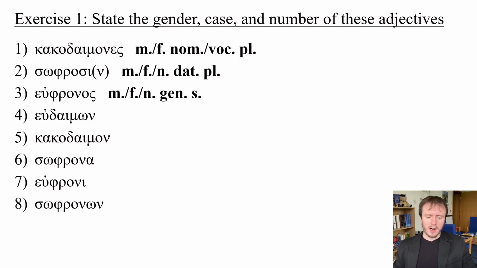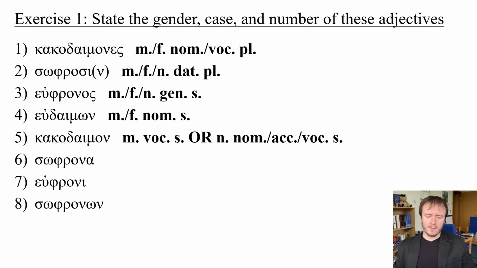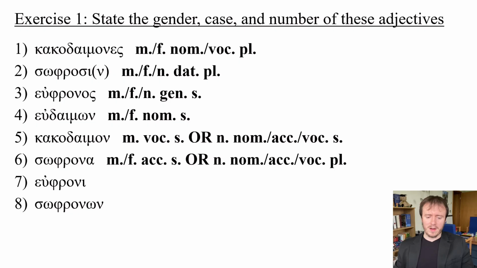Number 4, eudaimon, is masculine or feminine, nominative singular. Number 5, kakodaimon, is masculine vocative singular or neuter nominative or accusative or vocative singular. Number 6, sophrona, is masculine or feminine accusative singular or neuter nominative or accusative or vocative plural.